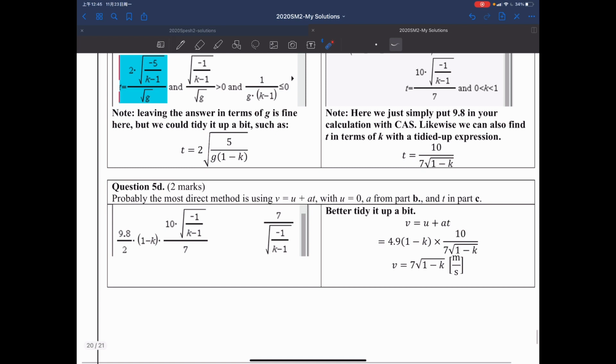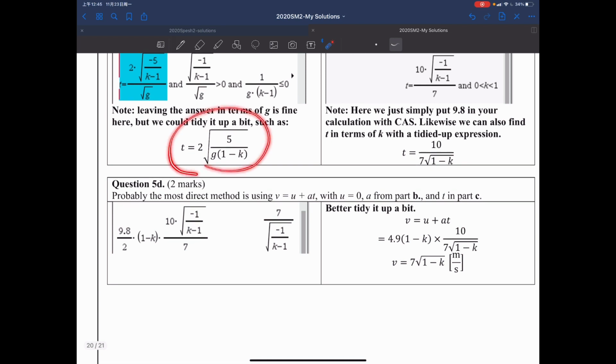Of course, you could also leave your answer in terms of g and k as well, because g is a commonly acceptable expression for 9.8, the gravitational acceleration.